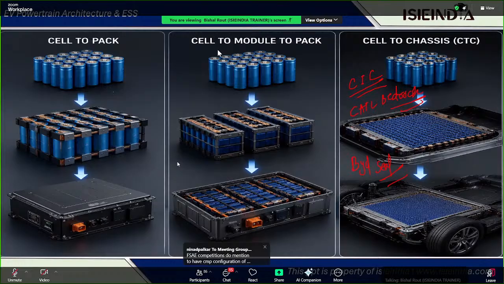And if there is a need for a replaceable, removable battery, then most of the go-karts go for this cell to pack approach. Nobody will mostly go for this cell to module to pack. But this thing is important.